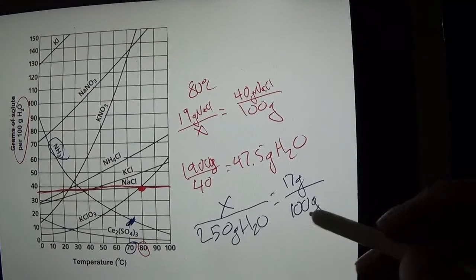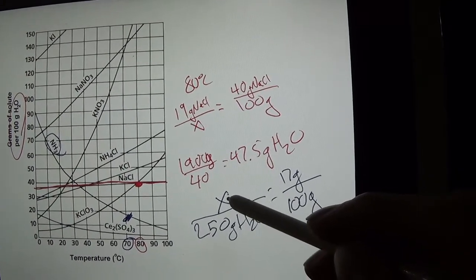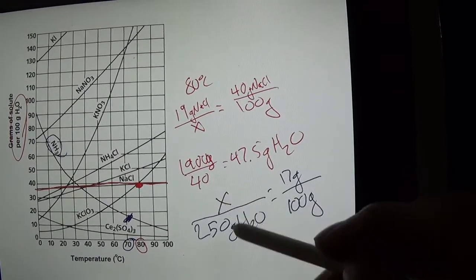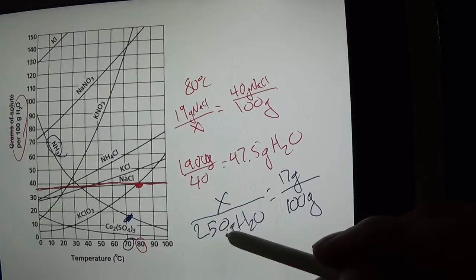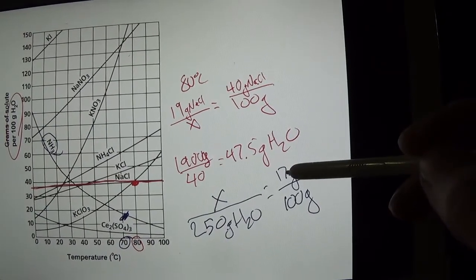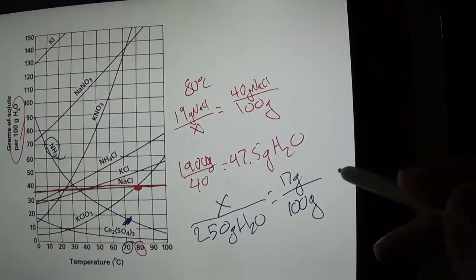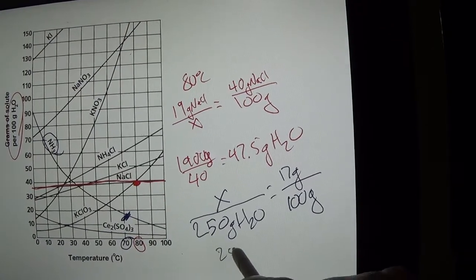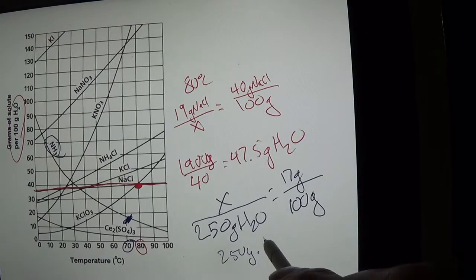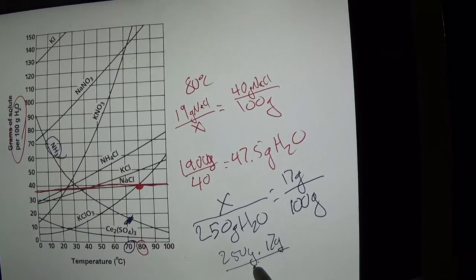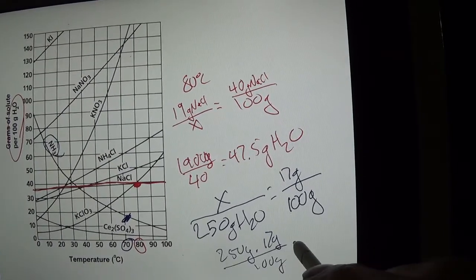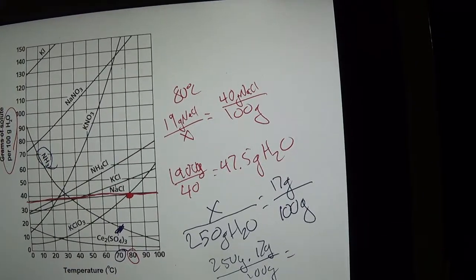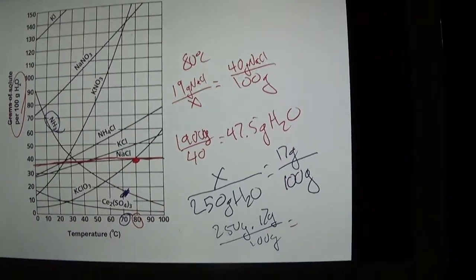So, I want to know how many grams of ammonia will dissolve at 70 degrees if I have 250 grams of water, and I know from the curve it's 17 if I have 100. Okay, so we do the math. And it's going to be 250 grams times 17 grams divided by 100 grams. And that's all the math. So I've just broken it down to a nice simple ratio, a proportion.